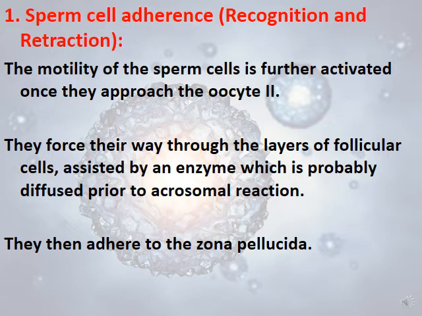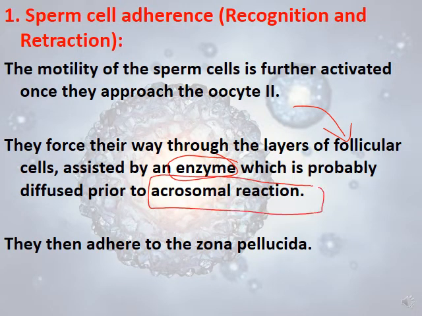The first step is sperm cell adherence, recognition, and retraction. The motility of the sperm cell is activated once they approach toward the oocyte 2. They force their way through the areas of the follicular cells, assisted by enzymes that are probably diffused due to the acrosomal reaction. It's called the acrosomal reaction. The acrosome contains enzymes. They adhere to the zona pellucida.